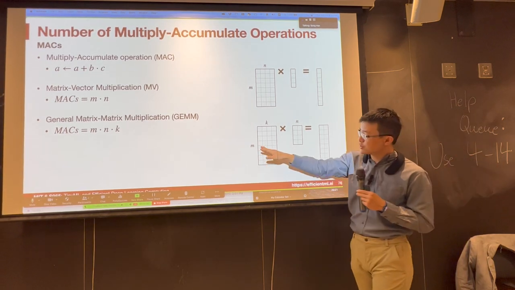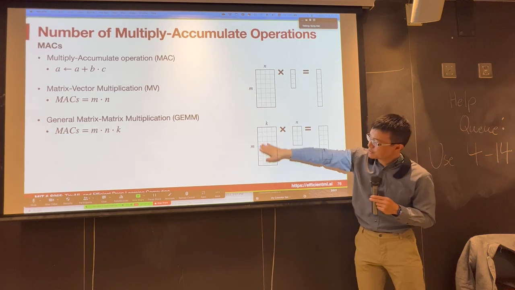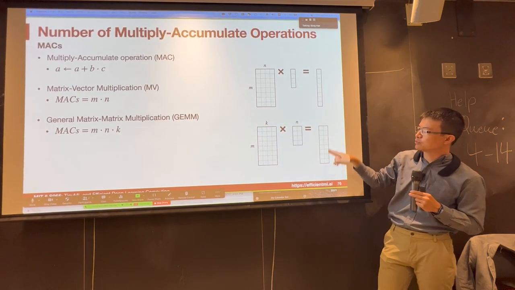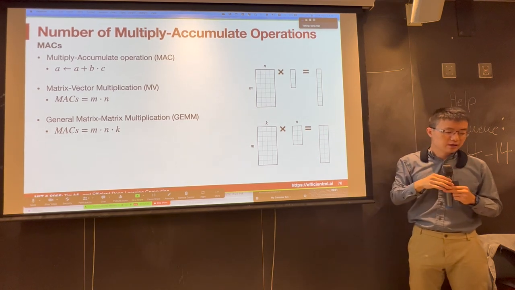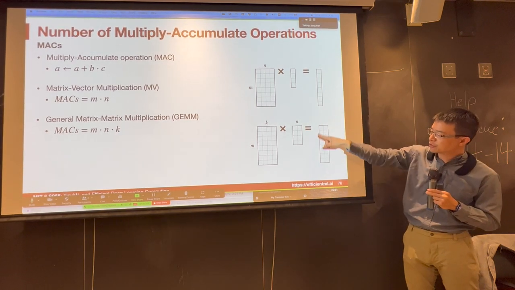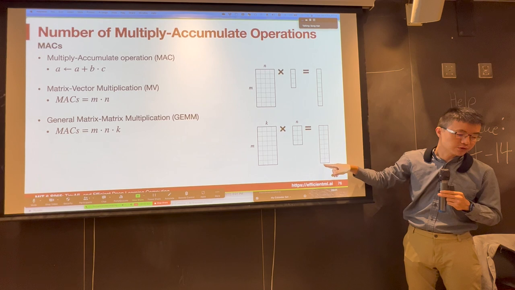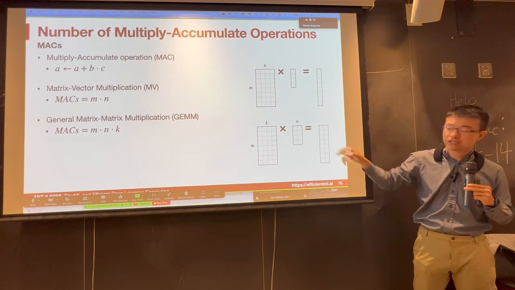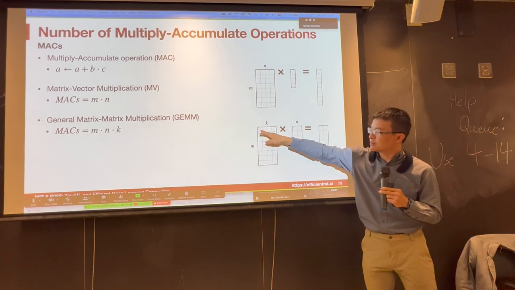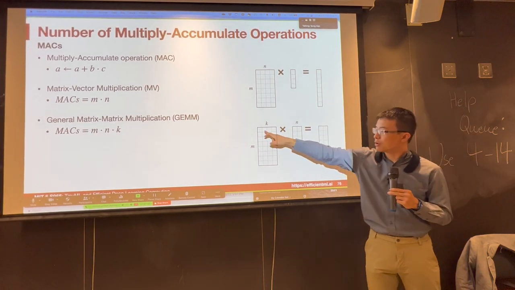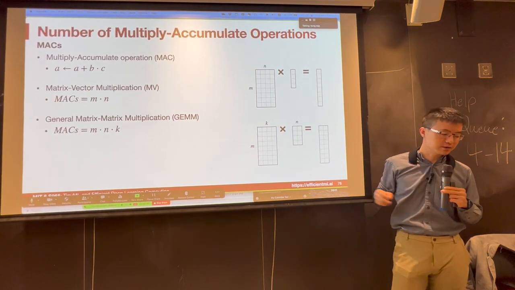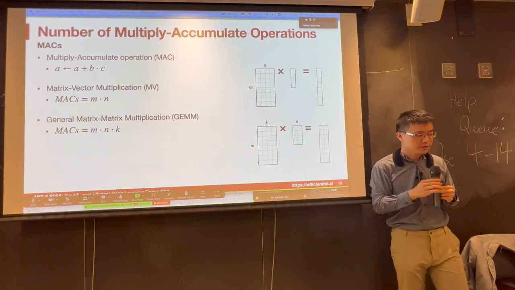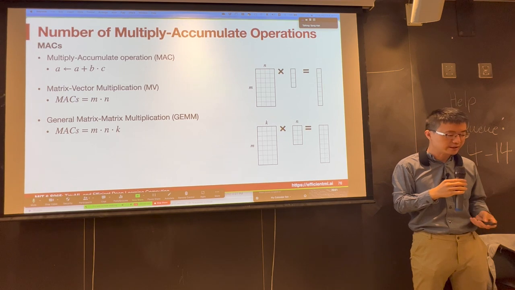What about matrix multiplication? The first matrix is m by k, the second one is k by n, and we get a result of m by n. So we have to produce how many outputs? So it's m times n. And how many MACs do we need for each element? So for each element, we need to perform k operations. Okay? So altogether, it's mn times k. Okay? So this gives you an idea how to calculate the number of MACs.